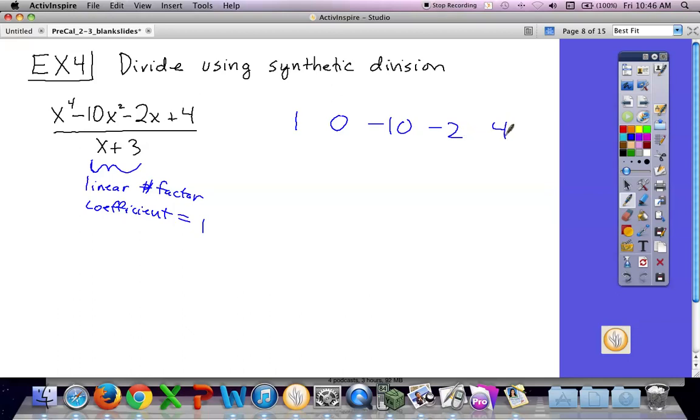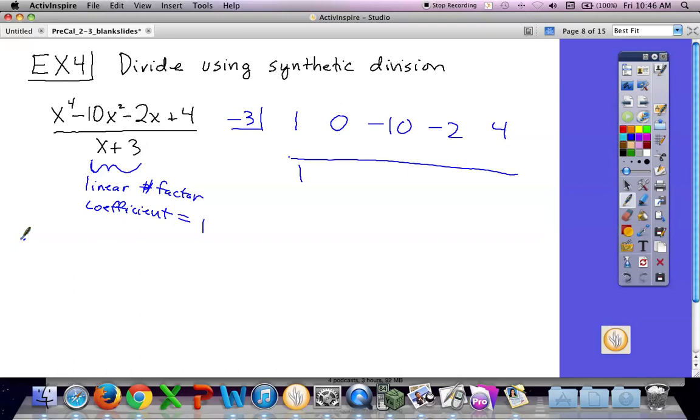Looks good. Okay, what number do I put in the bracket on the left? Okay, remember you're putting in the 0, so it's negative 3, because negative 3 plus 3 is 0. So it's always kind of an opposite sense. And then draw your line and bring down the 1, and that's your starting point, right?